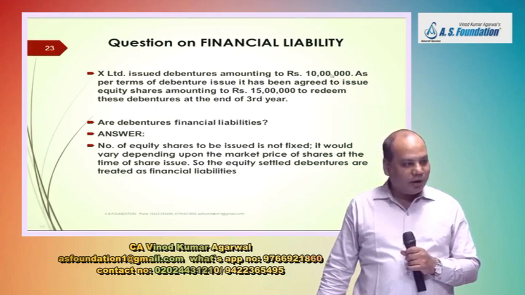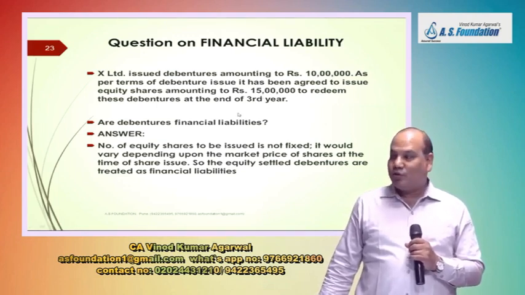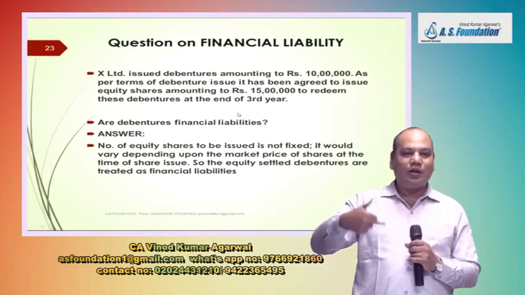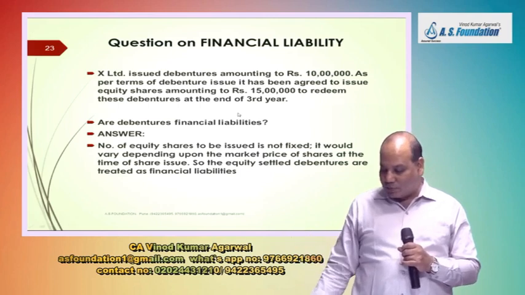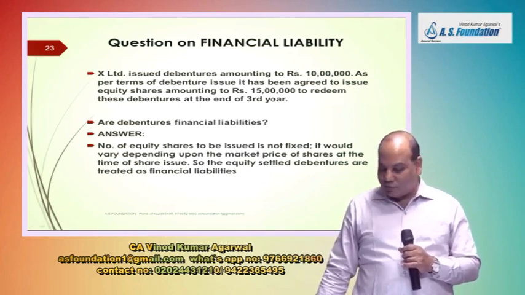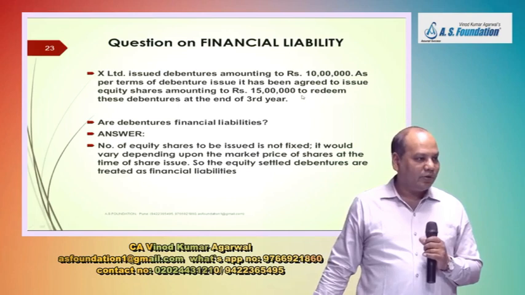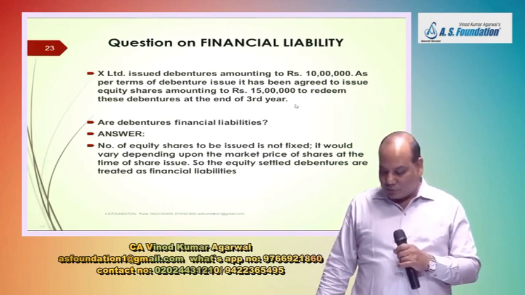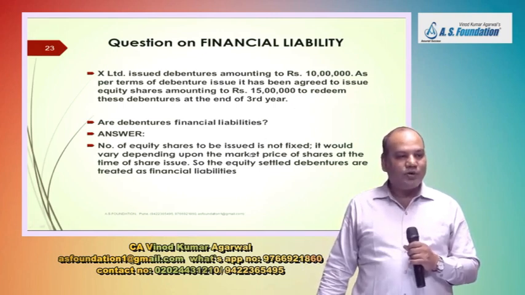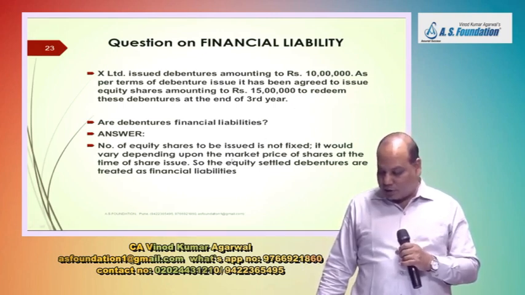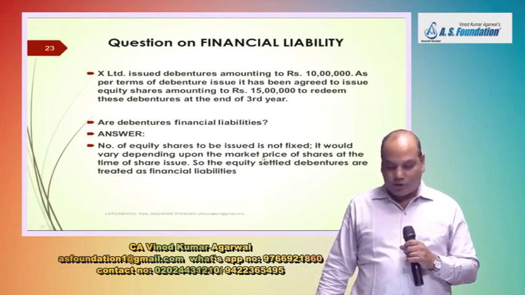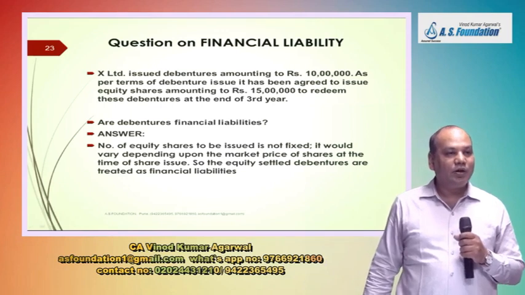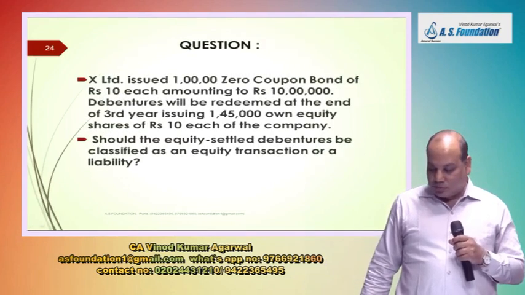You have borrowed 10 lakh and you have to pay 15 lakh. Since you don't have cash to pay, you are going to settle by issuing your own equity share as a currency only. So if the market price of the share is 10,000 rupees, you will issue, say for example, 150 shares. If market price is 100 rupees, you will issue 1500 shares. So the number of equity shares to be issued is variable, not fixed. It would vary depending upon the market price of the share. So the equity settled debenture will be treated as a financial liability.